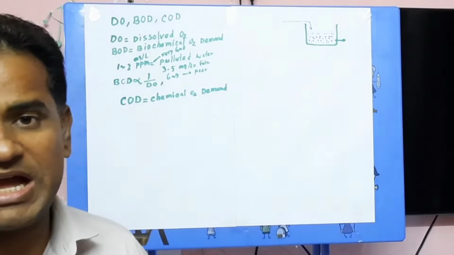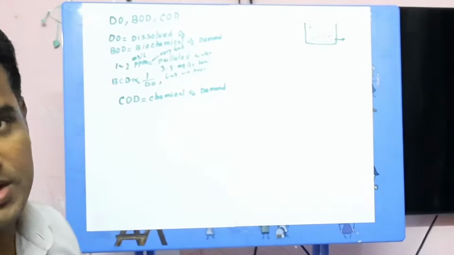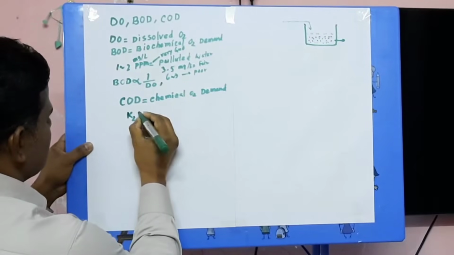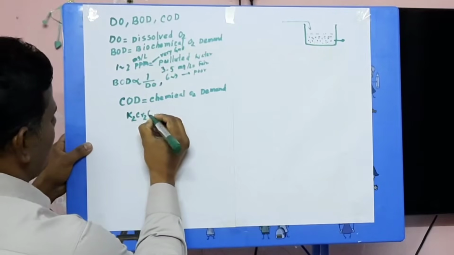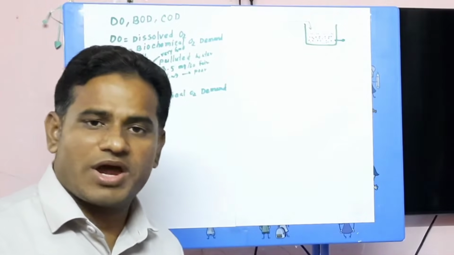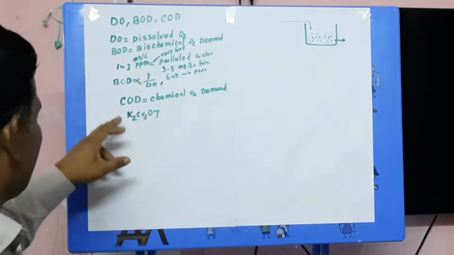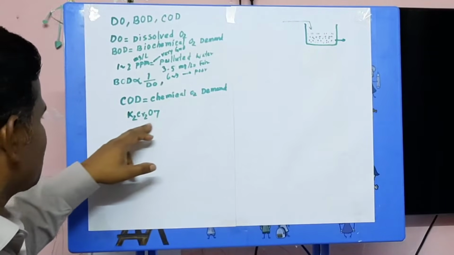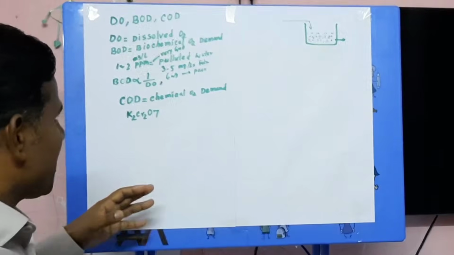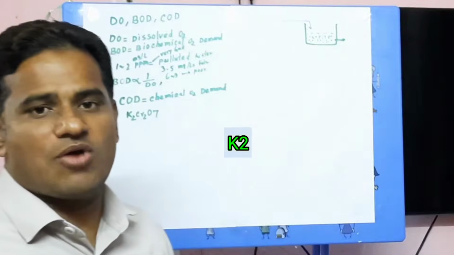For removing the inorganic compound, you have to use acidified potassium dichromate, K2Cr2O7. After reaction, the potassium dichromate will create oxygen, and this oxygen reacts with the impurities and oxidizes them. So now I will explain how it is happening.